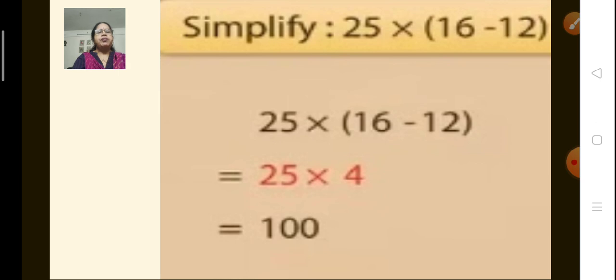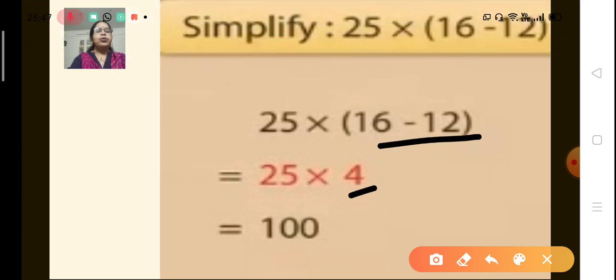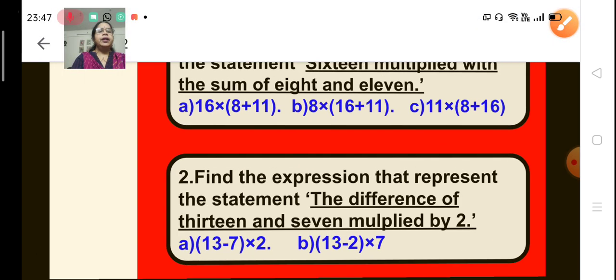Now how do we simplify this one? Simplify 25 multiplied by 16 minus 12. So this we had done during the distributive property also. Okay. So how do we do this? 25 multiplied by 16 minus 12 is 4. So 25 4 times is 100. All right. So this is the way you can solve the problem simply.